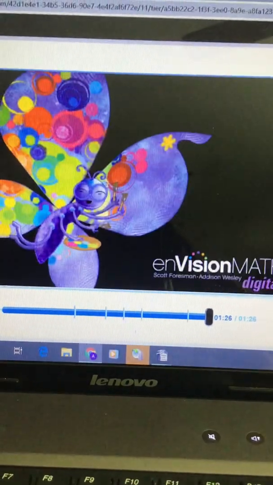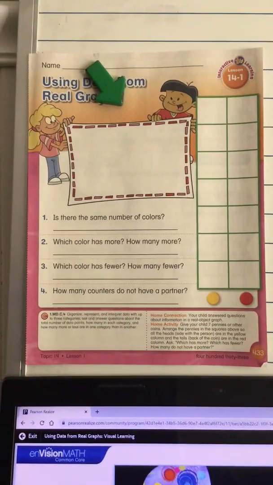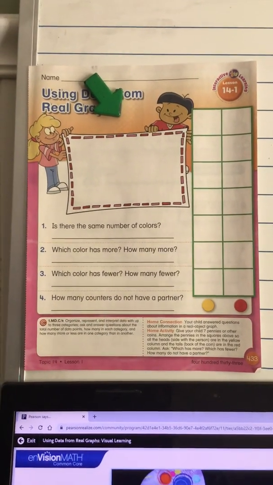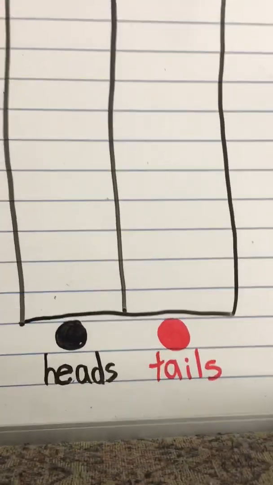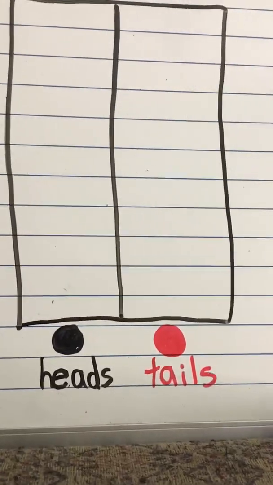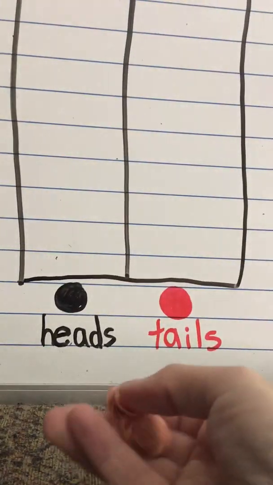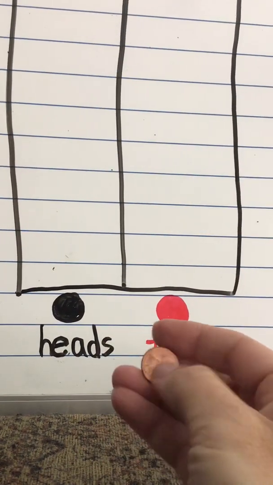All right, so this is where you need to get your paper ready. Okay, we are going to be using this page, and of course, it wants us to use our yellow and red counters that I don't have at home, and I'm sure you don't have at your house either. So I've made up my own graph here, and mine says heads and tails, and I'm going to use coins. So I got a handful of pennies, and each penny has 2 sides.